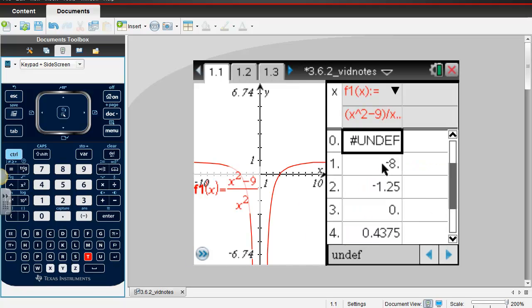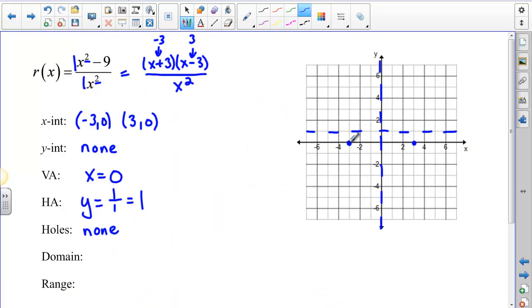and it would give me better points like (1, -8), (2, -1.25), (3, 0), and (4, 0.4375). But I get the general idea of the graph, and I can just sketch those points in like so. We got -8 down here, so that creeps up like that, and then like this here.